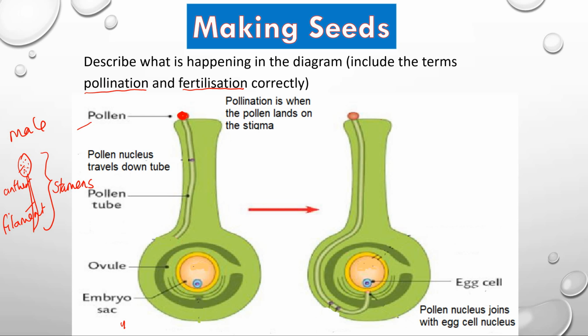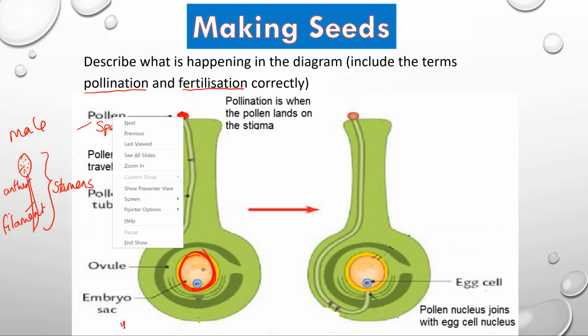So in this case, we haven't got a sperm. The pollen is the equivalent of the sperm. It's the male sex cell. And the egg is the ovule, inside the ovary, the female sex cell. So we've got to get that pollen grain to join with that ovule. That will be fertilization. So what happens is the pollen grain starts to grow a tube.